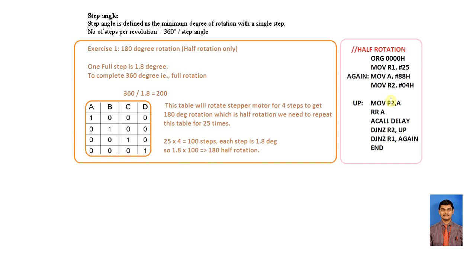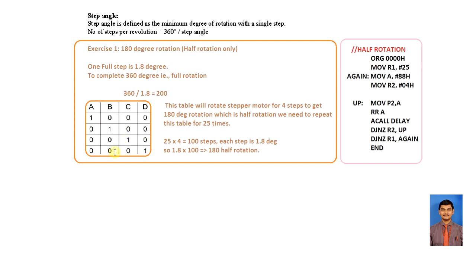Okay, so I have written a code here to make your stepper motor rotate in a clockwise direction only for half rotation, 180 degrees. How can we do that? We have to have two counters here. One is 25, which means this table has to be repeated 25 times to make a 180 degree half rotation. And 88, as we have already discussed, is the data required to energize each coil, through the lower nibble of port 2, which is connected to the respective windings A, B, C, D.